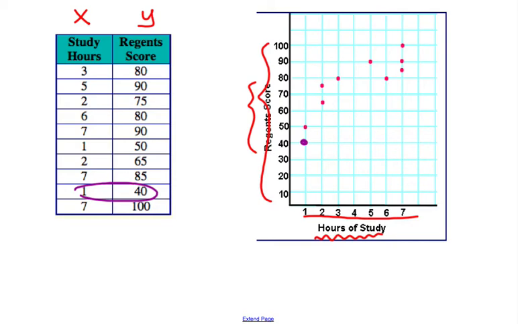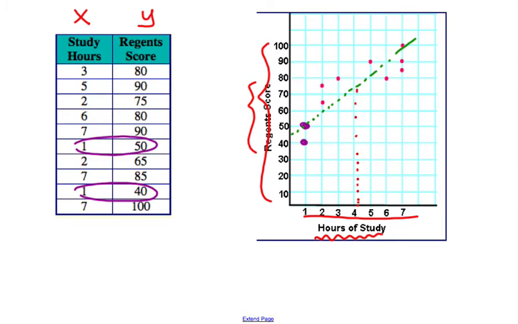The next one studied for 1 hour and got a score of 50. So as we graph these points, you'll notice there's a trend. These numbers are increasing over time. We can approximate what the line of best fit would be. So if we want to make predictions on someone who maybe studied 4.5 hours, we could predict that they'll probably get about a 75.